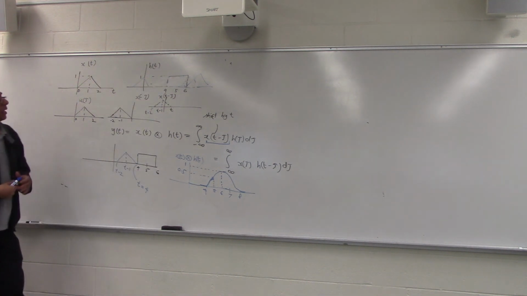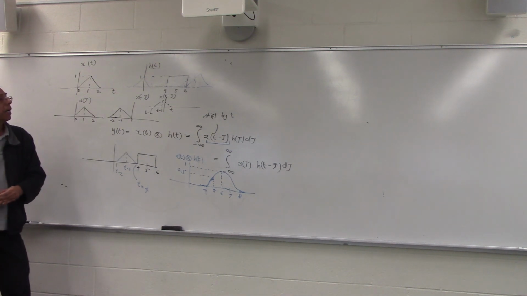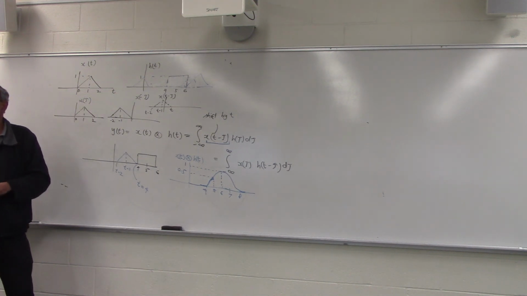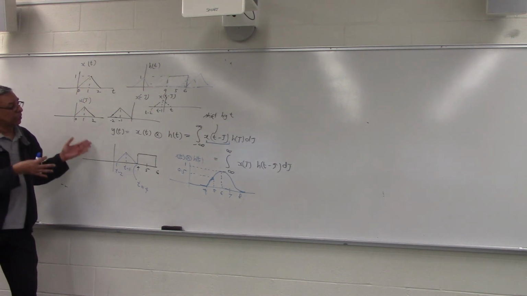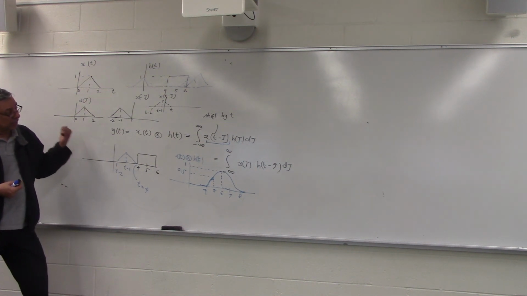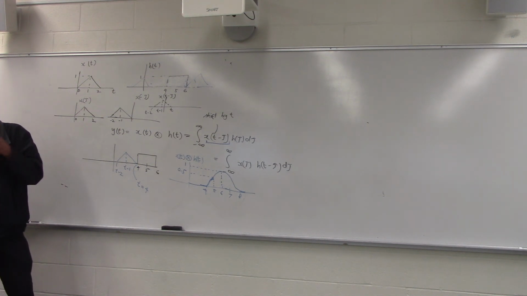Okay, so we flip, slide, multiply, and integrate. So that's what the convolution does, right? Okay, how does this relate to neural networks? Let's take a break. After the break, I'll show you how it does, and then we'll go from there.